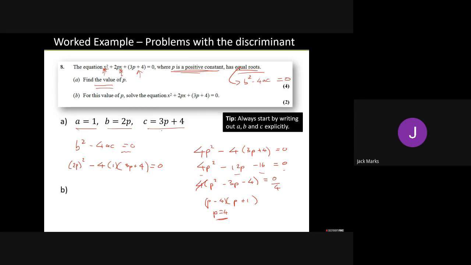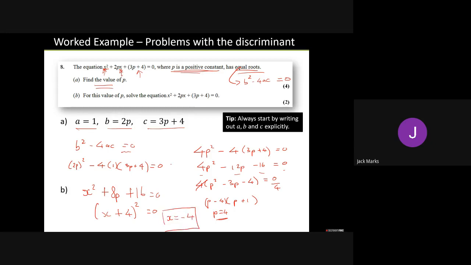For this, solve the equation. Well, now we know what the equation actually is. It's x squared plus 8p, because 2p means 2 times 4, which is 8, plus 3p plus 4, so this is 12, plus 16, equals 0. Okay, and this is going to be (x plus 4) squared equals 0. x is minus 4.